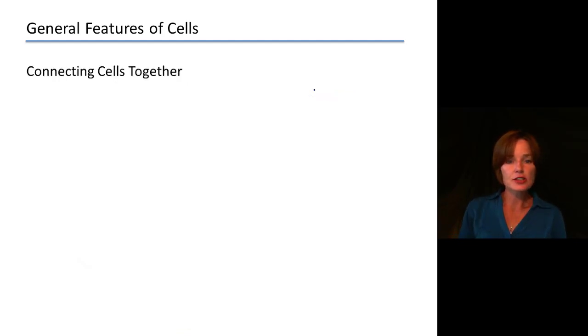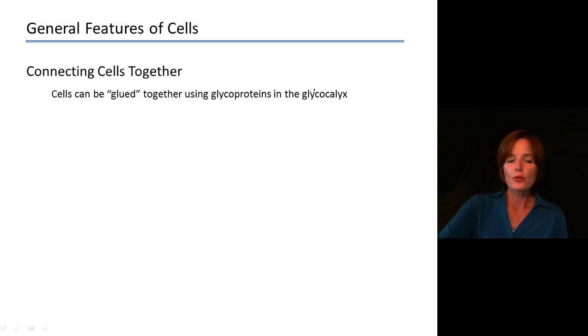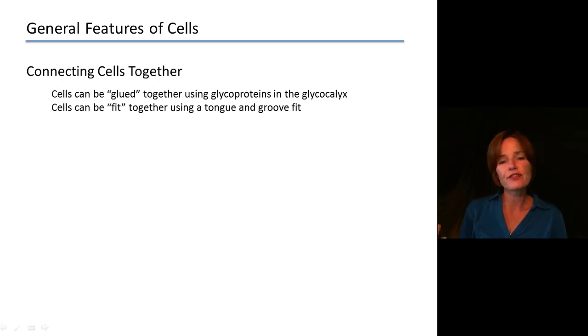If we talk about how the cells are going to actually be held together, because humans are made up of lots of cells, and those cells are making up our tissues and our organs. Well, one way that the cells are going to be held together is they can be held together by a type of glue. And that glue is going to use glycoproteins, sugary proteins on the outside. Those proteins are part of what we call the glycocalyx, and it's just going to kind of hold the different cells together. We can also have cells that actually fit together as kind of a tongue and groove fit or a puzzle-like fit.